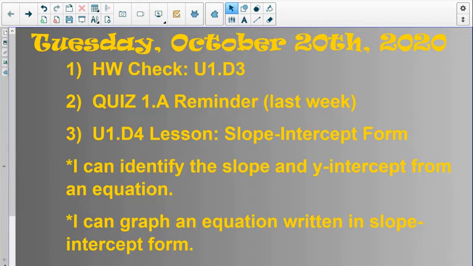So our learning targets today, we have two of them. I can identify the slope and the y-intercept from an equation, and we're also going to look at graphing an equation when it's written in slope-intercept form.